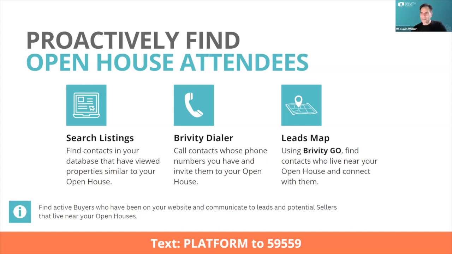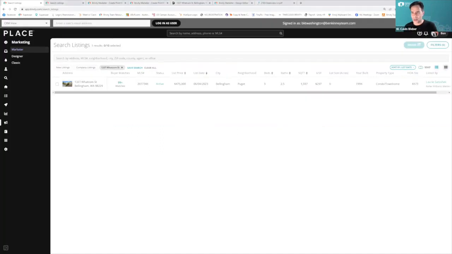All right, now, here's some things that we can do prior to the open house. We're going to proactively look for open house visitors. We're going to do this in a few ways, all right? One of the ways that we're going to do this is through our search listings tool. Now, typically, we don't do a lot of demoing in these sessions, but I am going to walk you through what we call our search listings tool. All right, and our search listings tool allows us to do a few things.